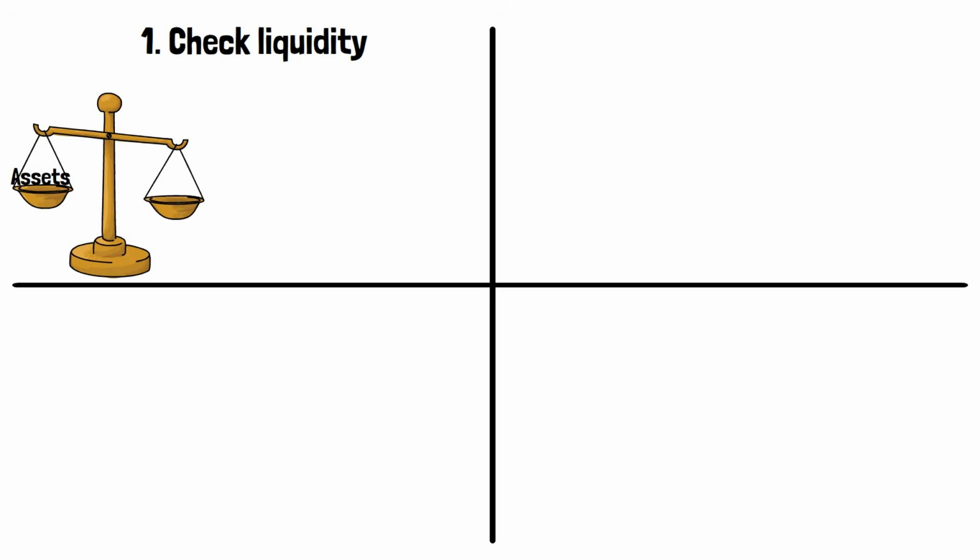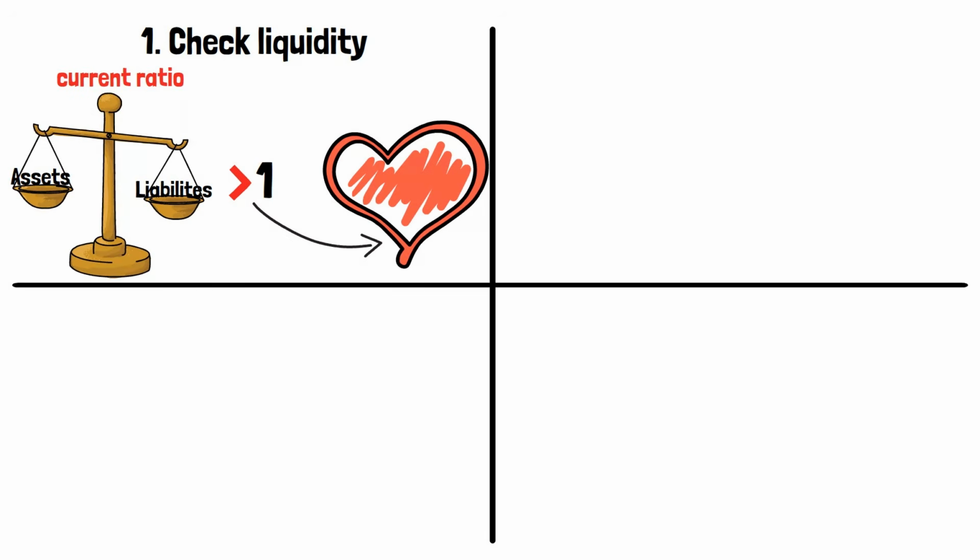Now that you know the parts, here's how to read the balance sheet like a pro. 1. Check liquidity. Compare current assets to current liabilities. This is your current ratio. A number above 1 is usually healthy.